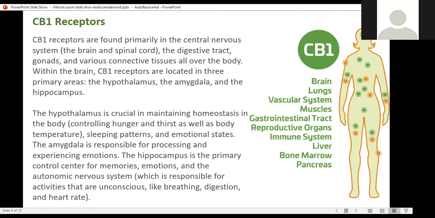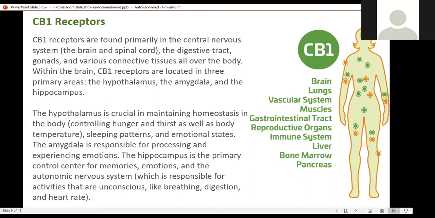Your CB1 receptors are found primarily in your central nervous system, the brain and the spinal cord, the digestive tract, the gonads, and the various connective tissues all over the body. Within the brain, CB1 receptors are located in three primary areas: the hippocampus, the amygdala, and the hypothalamus. The hypothalamus is crucial in maintaining homeostasis in the body, controlling hunger and thirst, as well as body temperature, sleeping patterns, and emotional state. The amygdala is responsible for processing and experiencing emotion.